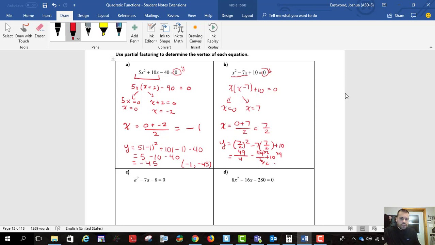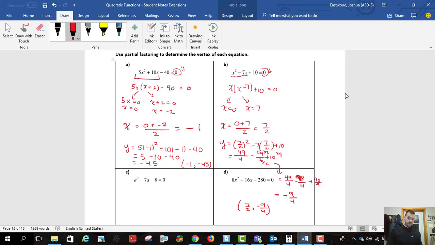So we're going to end up with 49 over 4 minus 49 times 2, so 98 divided by 4, and then plus 40 over 4. So that gives you minus 9 over 4. So my vertex there is (7 over 2, minus 9 over 4).